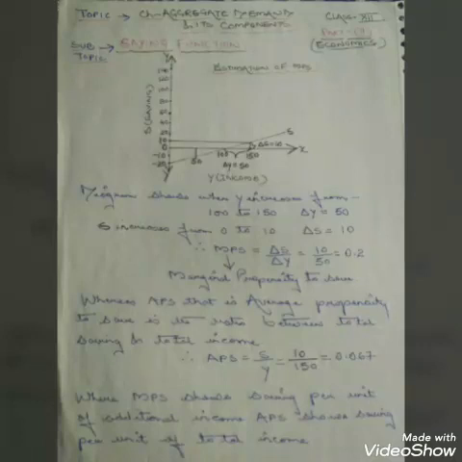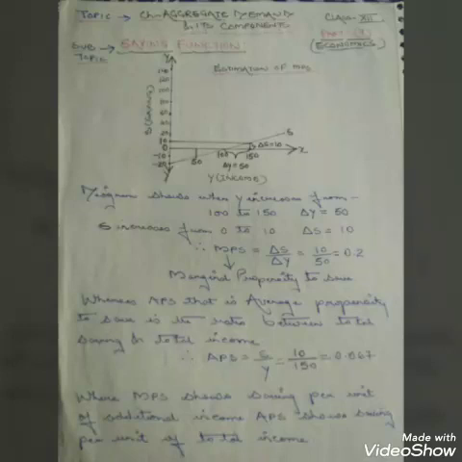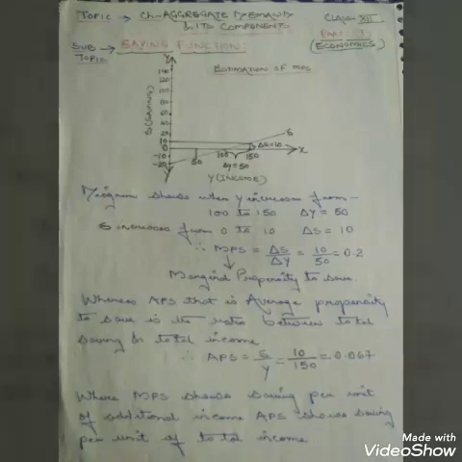So the formula for APS equals S upon Y. So our total S was how much? 10, and our total Y was 150. So 10 upon 150, as you can see on your screen, comes to 0.067. So where MPS shows saving per unit of additional income, APS shows saving per unit of total income.